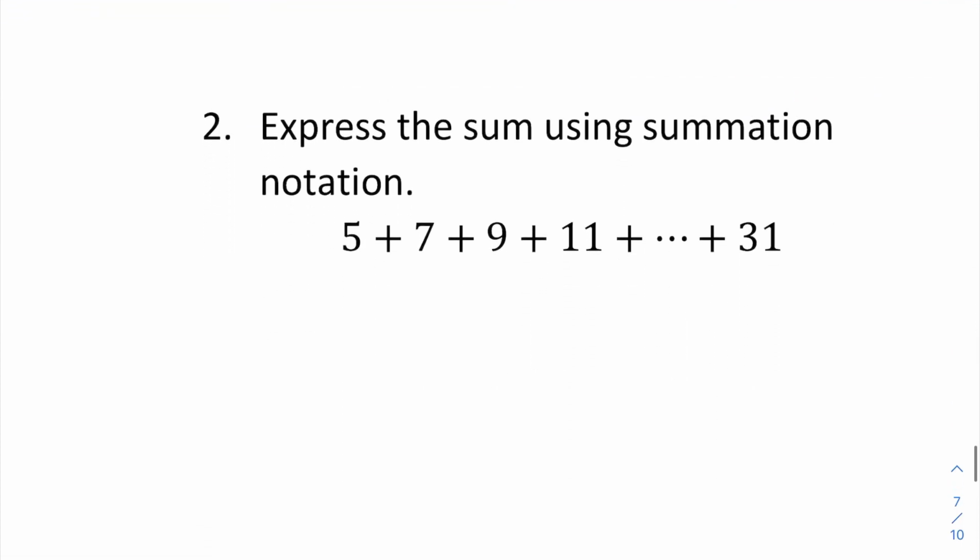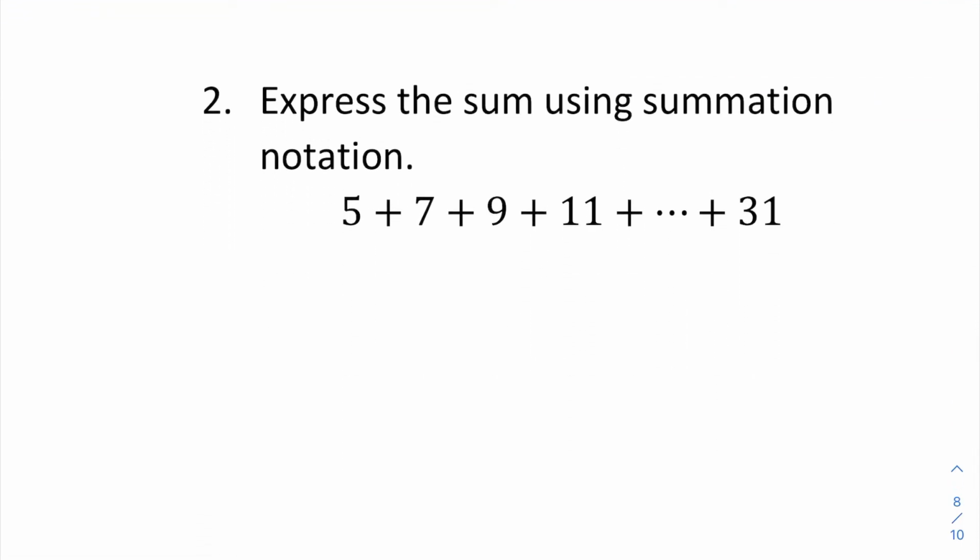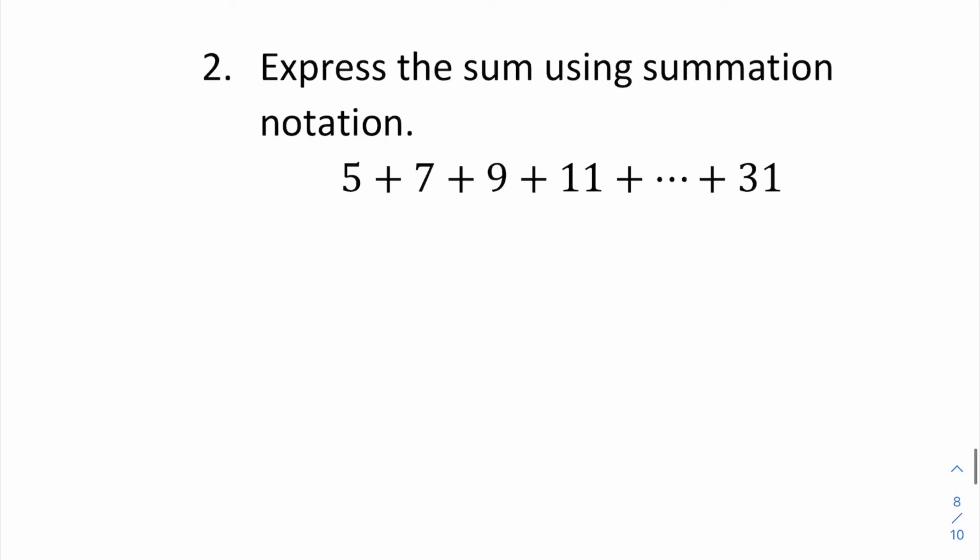Now here's something taking us back in the other direction. With this one, they give us the sum of all the terms, and they ask us to use summation notation to represent that sum. Well, this is obviously a1, the first term. This is a2, this is a3, this is a4. Of course, after that would be a5, a6, a7, a8. And this one right here, we have no clue how many terms we have to look at before we get to 31. But there's a way of figuring it out.